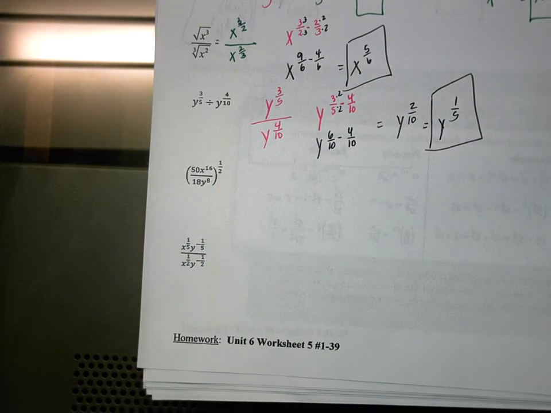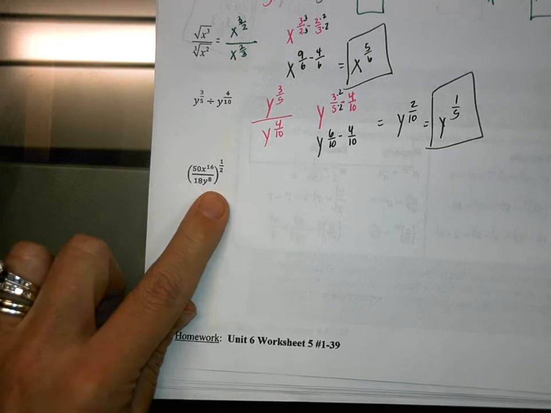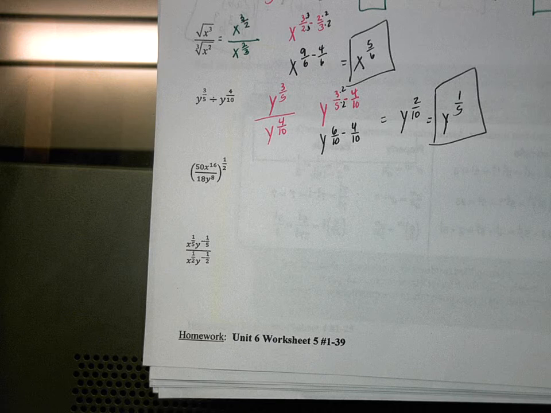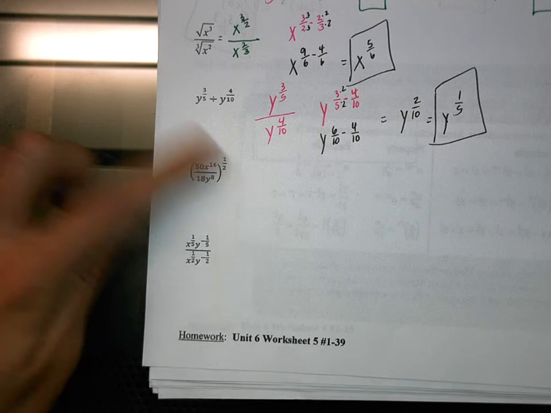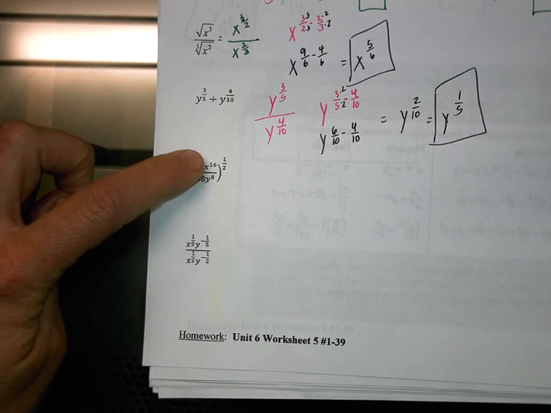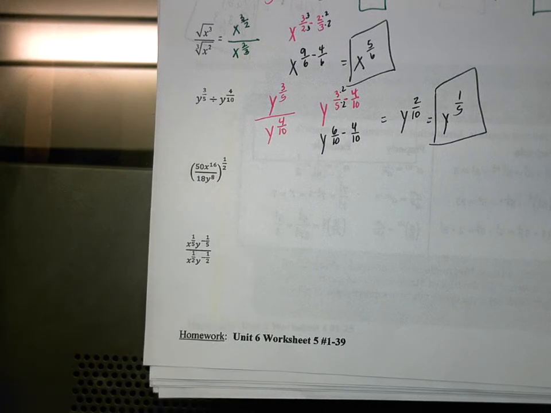Okay, questions? What does this 1/2 power mean? The whole thing is under a square root. Also, if the whole thing's under the square root, you can really think of it as the top is under a square root and the bottom, or the denominator, is under a square root. So however you want to write it, you can.